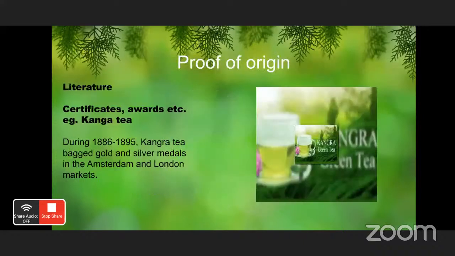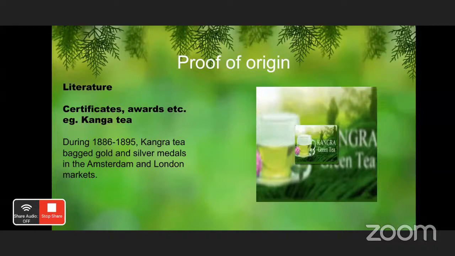Whenever we file any application, one of the most important things is that we have to establish the proof of origin. It may be in the form of any literature, or a written document, or a book or journal. But sometimes it becomes very, very difficult for us to find this kind of proof in the form of literature or historical records.